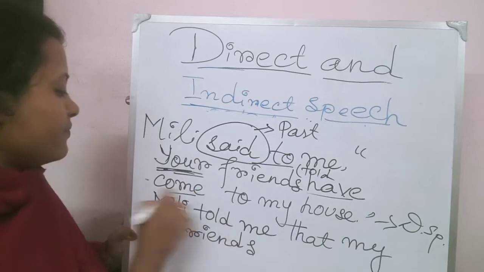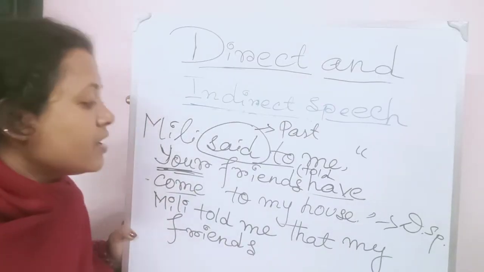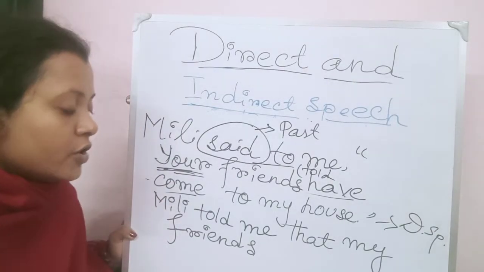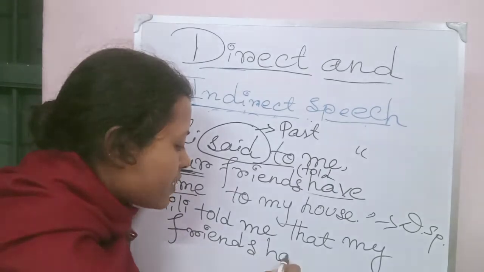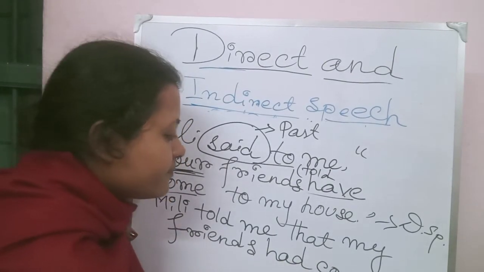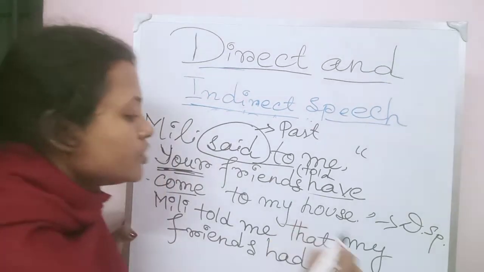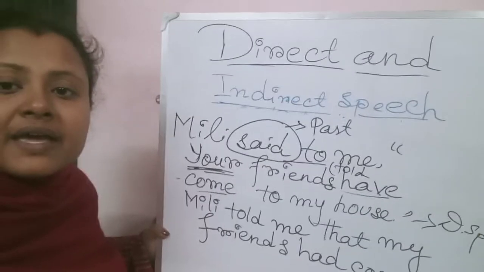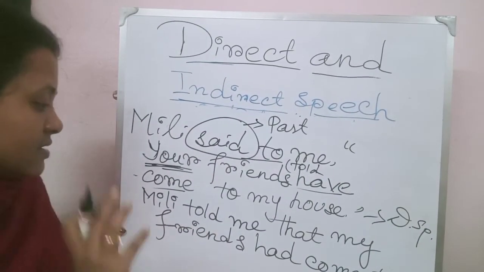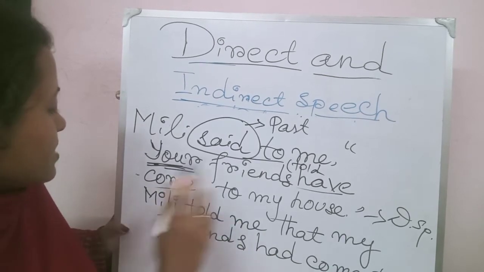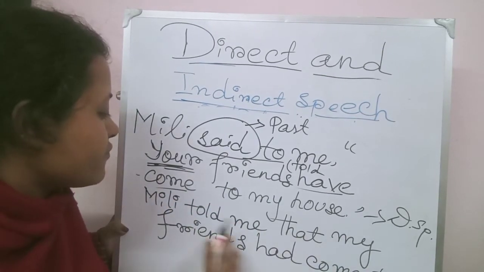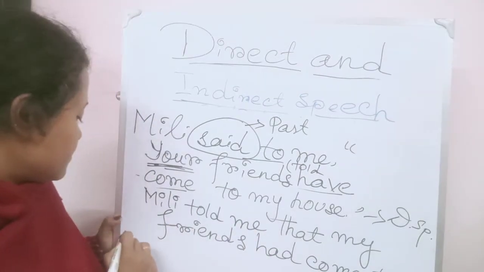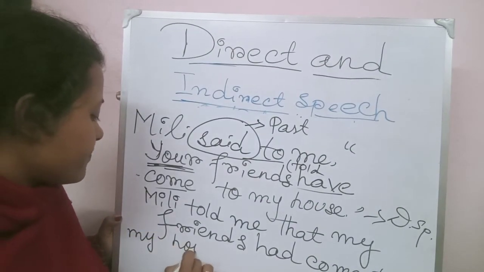"Have come." This is also an example of present perfect tense. So present perfect tense, I told you, will change into past perfect tense. "Had come to my house." So it will be written in this way. So the answer will be: Millie told me that my friends had come to my house. Then full stop.